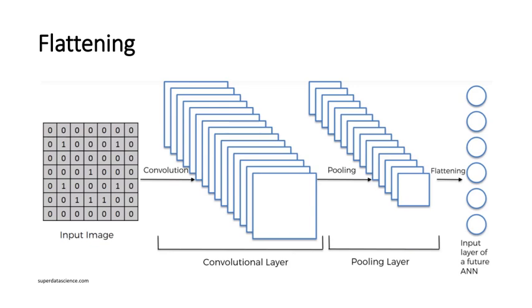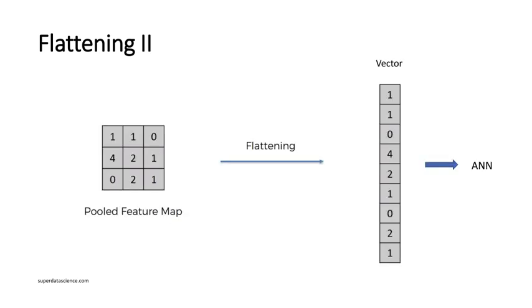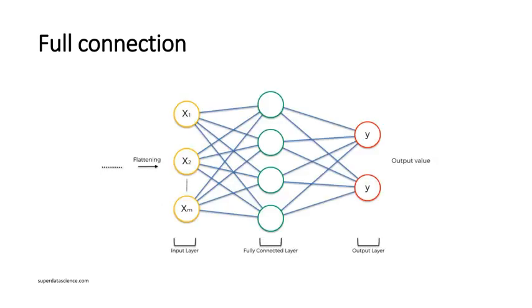Then we are flattening everything. We're flattening it because we want to have a vector here. So we are going from left to right through the pooled feature map step by step or sequentially to have a vector here. And we are taking this as the input for the ANN. So this is the full connection where we are taking the flattened vector here as the input.